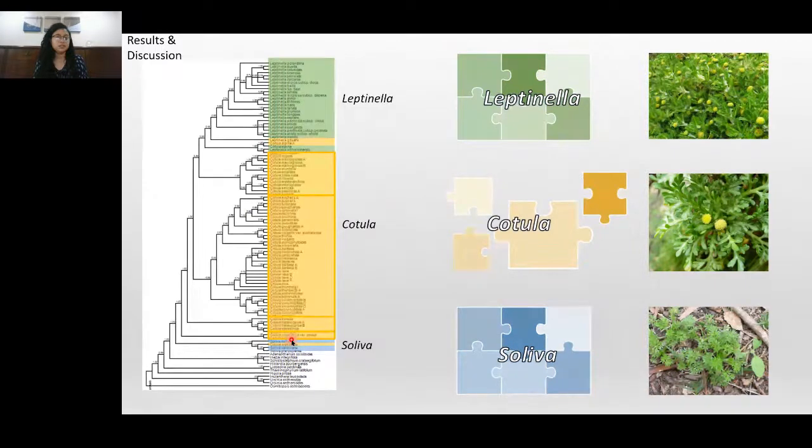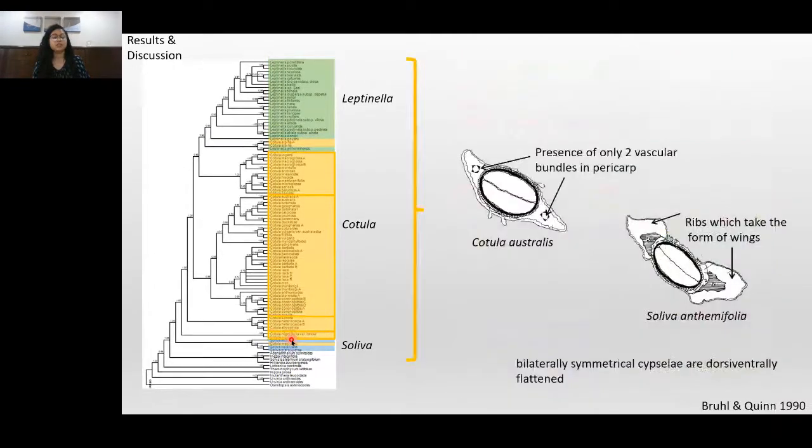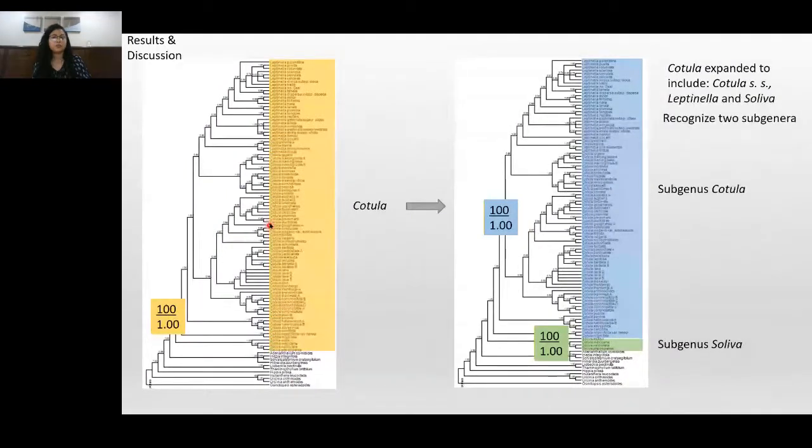The question is now what to do with these three genera. We explored multiple options and weighed the pros and cons of each and came up with one solution with the least amount of disruption. And that is to make one genus and to circumscribe this on the bilaterally symmetrical capsules that are dorsally flattened, as well as the presence of only two vascular bundles in the pericarp. So Cochlea will be expanded to include Cochlea in the cytisines, as well as Leptinella and Salvia. And then two subgenera will be recognized, subgenus Cochlea and subgenus Salvia.